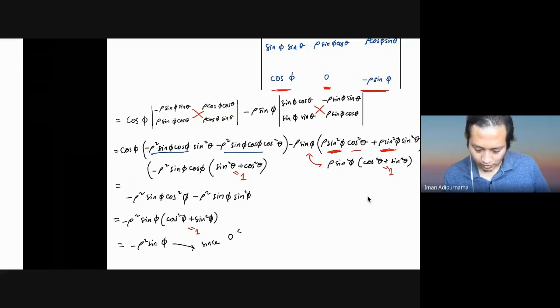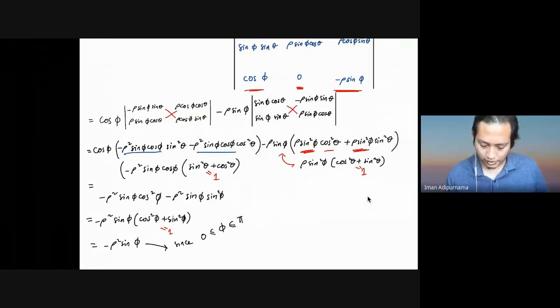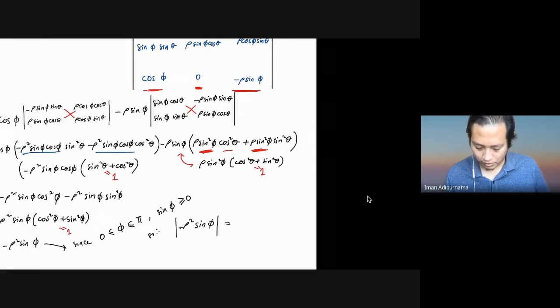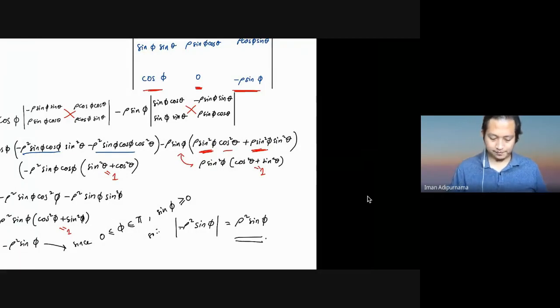Since psi is only in this range, we have sine to be positive. So this value should be positive. So that's why we have this.